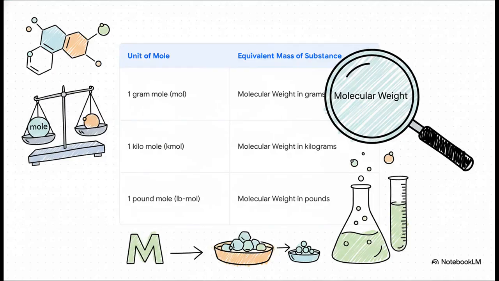So that's great. But how do we connect this gigantic count of atoms to something we can actually weigh on a scale in a lab? The answer is molecular weight. It's the bridge that connects the two worlds. As you can see here, 1 mole of any substance will have a mass that's equal to its molecular weight in grams. A kilomole, that's its molecular weight in kilograms. It's this beautiful, direct link between the invisible world of atoms and the physical world we can measure.